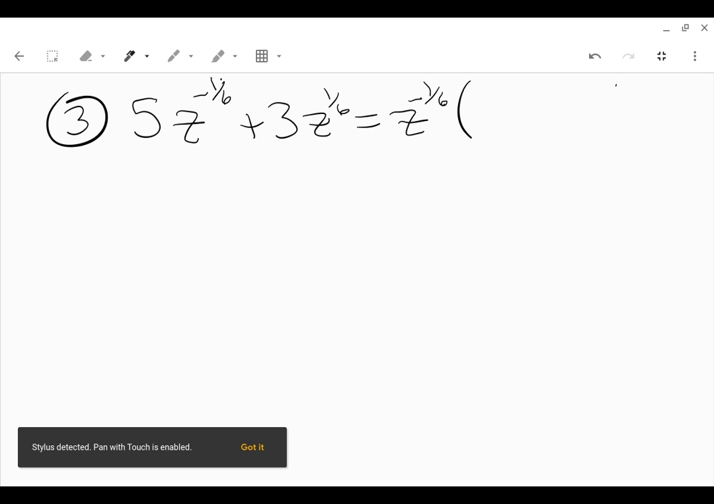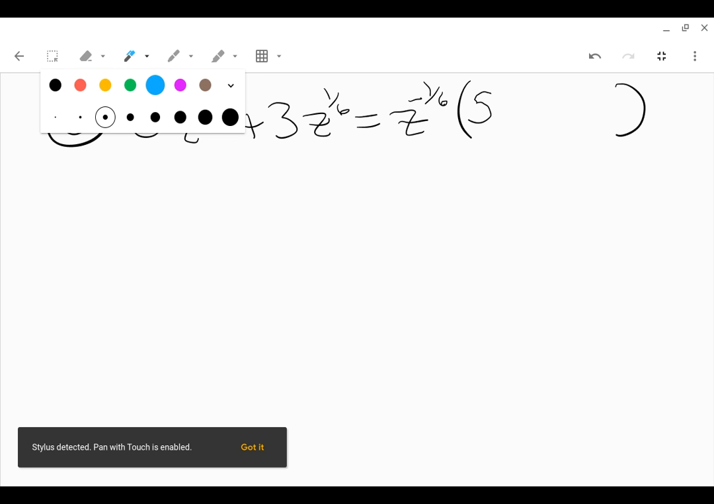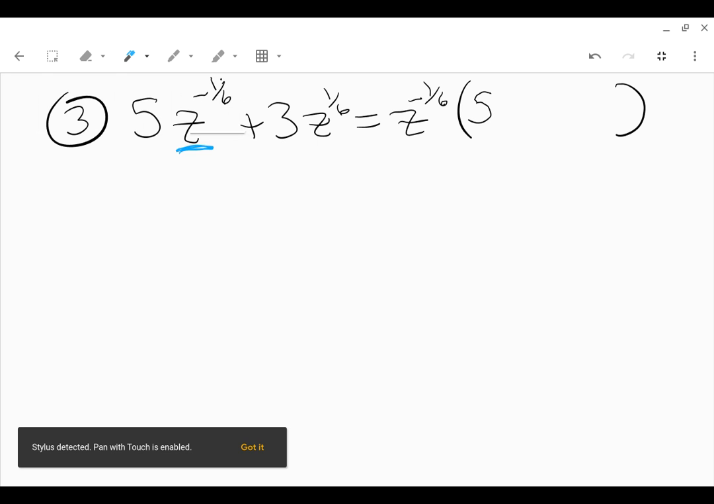Now we figure out the remaining factor. Remember that you subtract the exponent to find the remaining factor. So I have 5, and then here we had z to the negative 1/6. That's exactly what we factored out. So there's no power of z left over. So it's just 5 from that first term. Okay, and then I have plus 3.